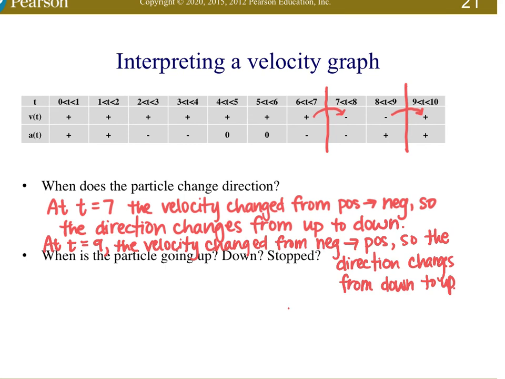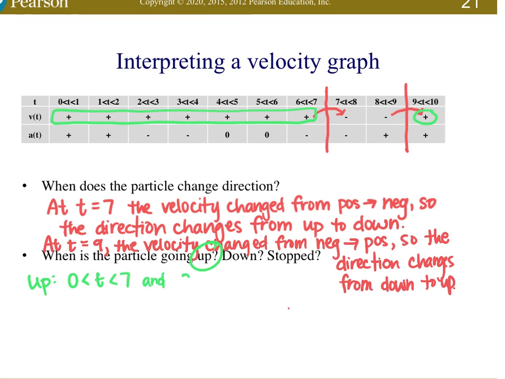Well, when is the particle going up? All right, going up is the entire time that the particle had positive velocity. And then again, this little one at the end. So it's going up from 0 through 1, 2, 3, 4, 5, 6, and all the way up to time 7. And then it's going up again just in the little interval from 9 to 10. So this is going up for a while, and then it goes down for a little bit, and then it goes back up again.